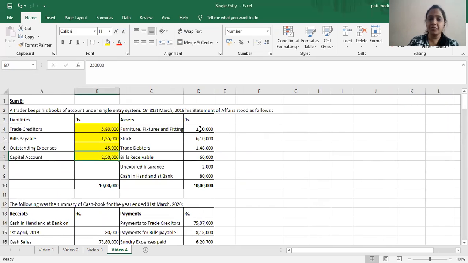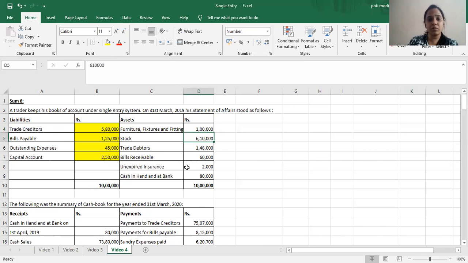Coming to furniture and fittings. This needs to be done because depreciation is there. We shall do this in due course of time. There we are not preparing any furniture fixtures account simply because there is no purchase or sale. So we are not opening that.